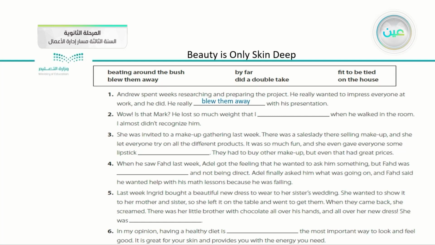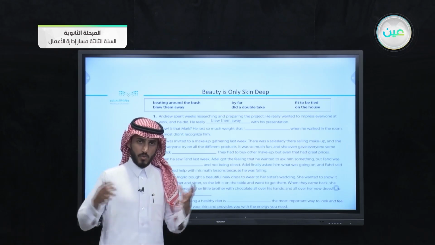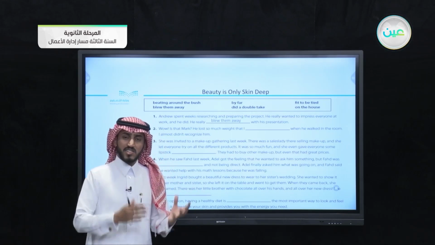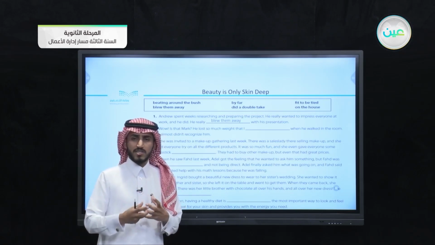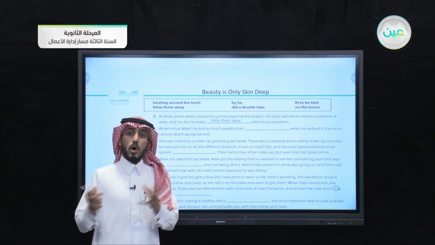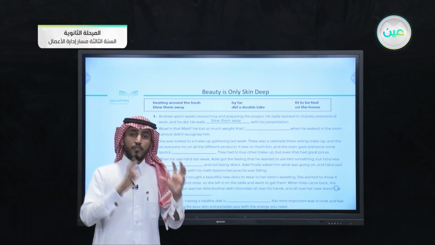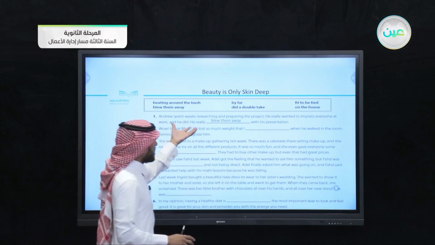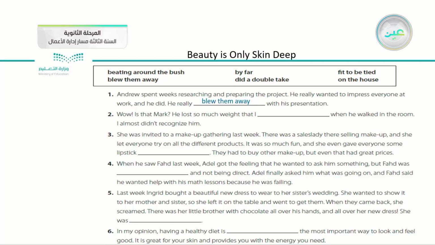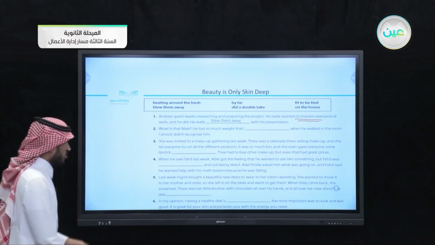Sometimes we have keywords in each sentence. Once we have an exercise or a question, we have keywords that could help us find the answer, even if we don't know the meaning of each word in the sentence. For example, in the first one, Andrew spent weeks researching and preparing the project. He really wanted to impress. The word impress is one of the key words that could help you find the answer from the expressions in the box. Now let's go to the second one.